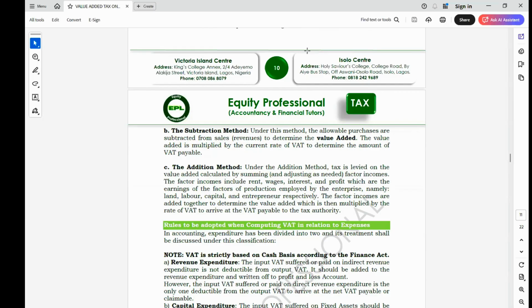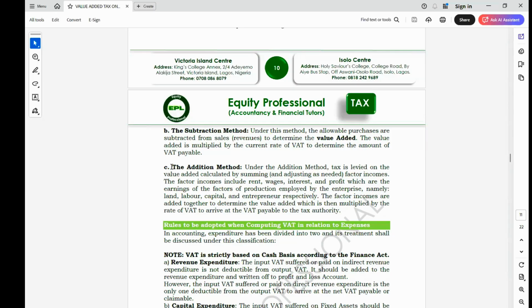that, because the method we use in Nigeria is the invoice credit method. Then the last one is the addition method. Under the addition method, this involves a scenario whereby you look at all rewards generated by factors of production. All the reward generated by the factors of production.